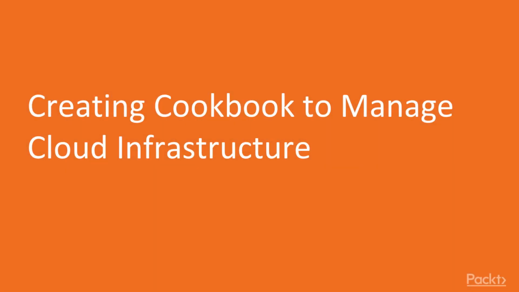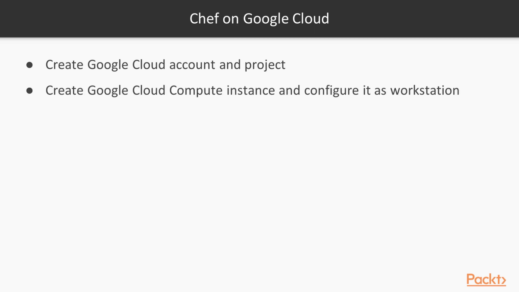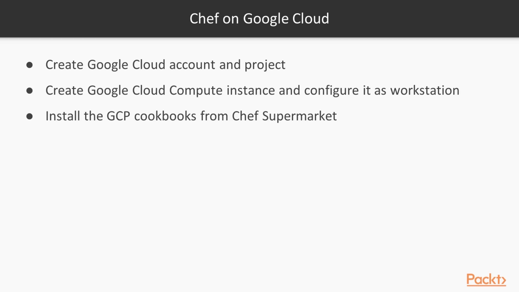In this video, we will learn to create cloud infrastructure using Chef, and I'm using Google Cloud Platform as our cloud infrastructure platform. To start with, we would need a Google Cloud account and a project in which we would create a compute instance, which is a virtual machine in Google's term, and configure it as a Chef workstation or client. In that workstation, we will be installing the Chef Google Cloud Cookbook from the Chef Supermarket.